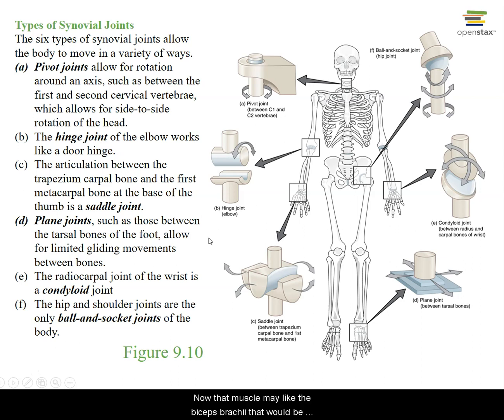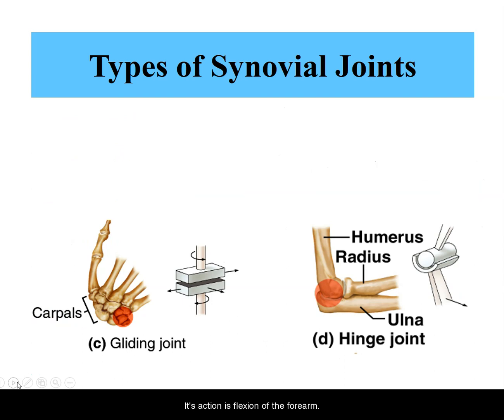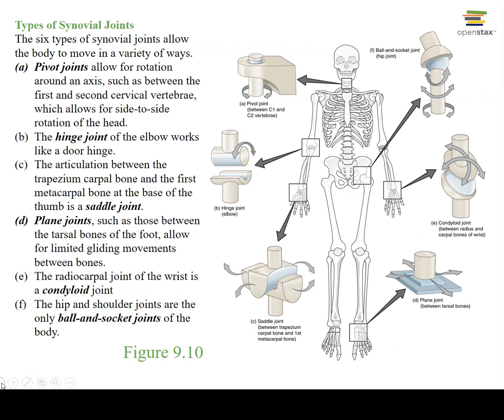Now that muscle may, like the biceps brachii, that would be right here, the triceps in the back. Okay, anterior upper arm, you're going to have that biceps brachii. Its action is flexion of the forearm, and that's it. By the way, on your practical, make sure you're mentioning what body part is being moved, okay? Flexion of the forearm. Now, the triceps brachii's action is extension of the forearm. Don't mention both, okay? But a hinge joint, flexion and extension.